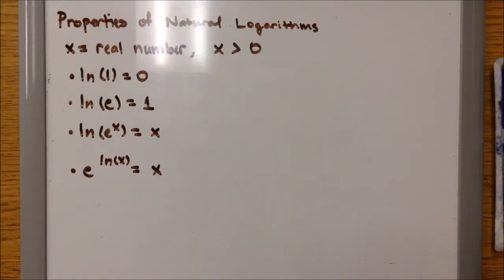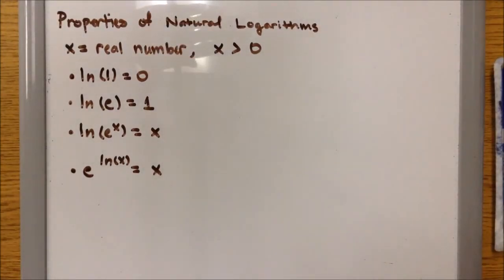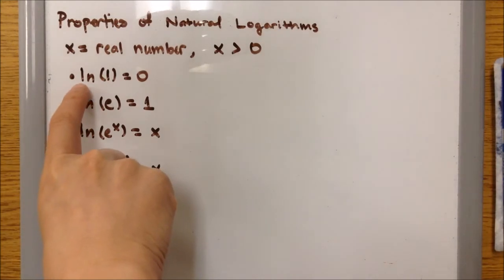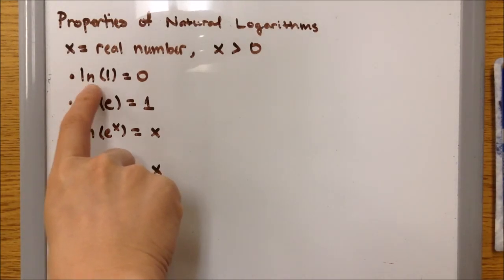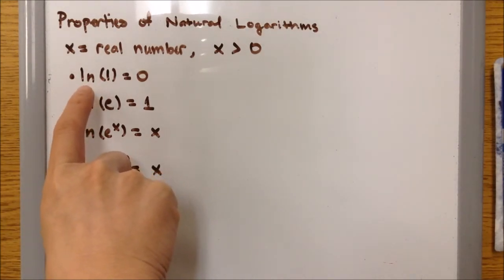So we have another section over properties. This one is properties of natural logarithms where x is a real number and x is greater than 0. So when it comes to natural logarithms, we have the notation of ln. Again, this is ln, not "in". The reason I write it like this is because this is what you will see on a calculator.